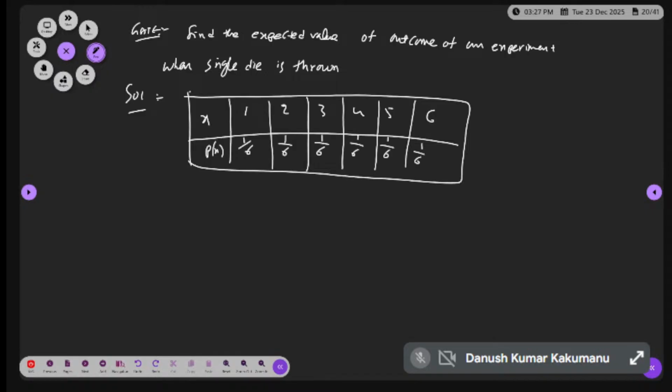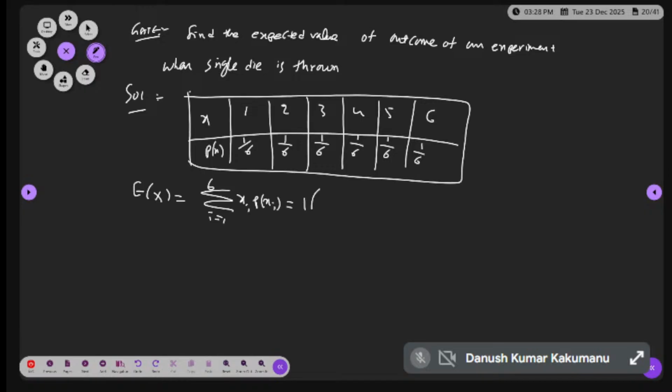It is asking for what? Expected value, E of x. E of x is what type of moment, ordinary or central? Ordinary. First order ordinary. What is the name of this? Mean. He is asking for the expected value, E of x. What is E of x here? Summation i equals 1 to 6, since there are 6 sample points, xi into P of xi.